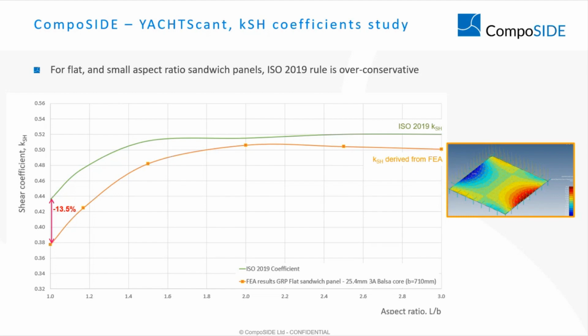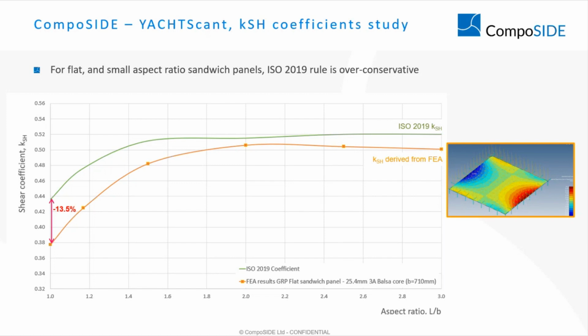The orange curve, which is below the green curve, shows a shear coefficient for the same panel analyzed using finite element analysis. So this clearly indicates that the core shear requirement with ISO 2019 is overestimated in most cases, especially for sandwich panels. And for the example presented here, for the square panel, it is overestimated by 13.5%.